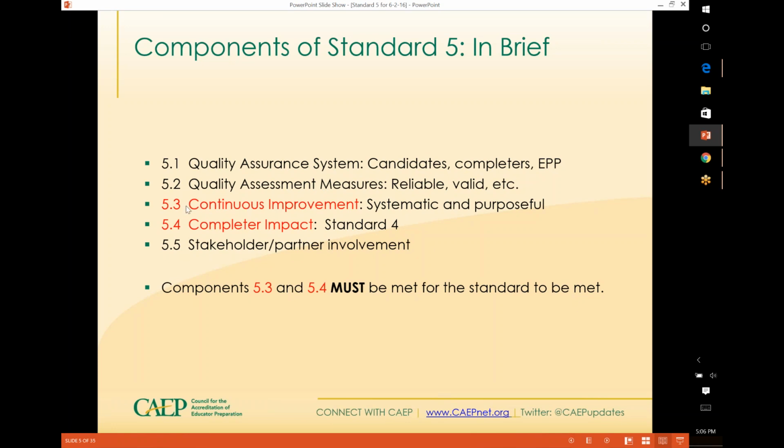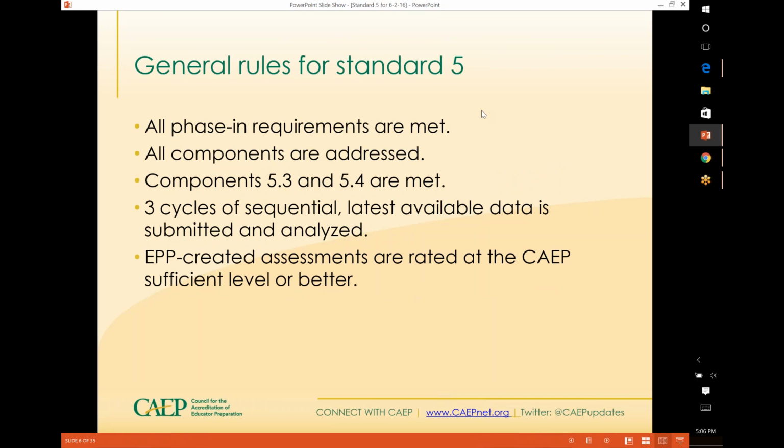However, those components that appear here in red, 5.3 and 5.4, must be met in order to meet the standard. So it is likely that if you do not have strong evidence under continuous improvement to demonstrate that your continuous improvement is systematic and purposeful, you run the risk of failing Standard 5 as a result. So we'll talk about that more, but I wanted to give you that overview.